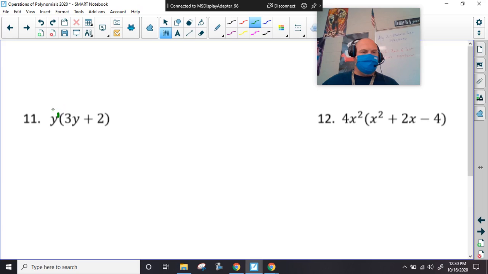This one, let's see, that's y to the first, so that's 3y squared plus 2y.